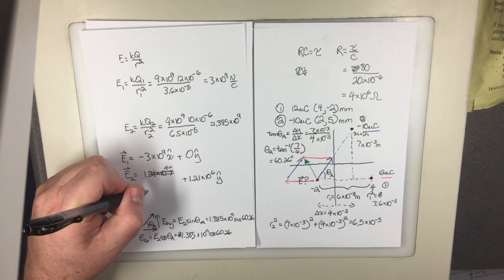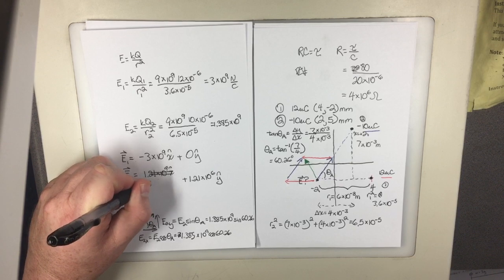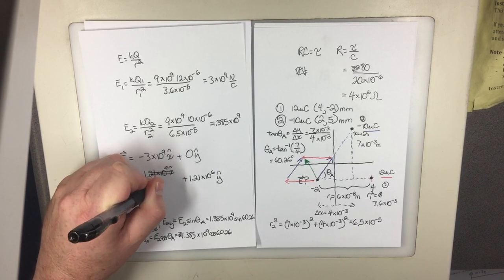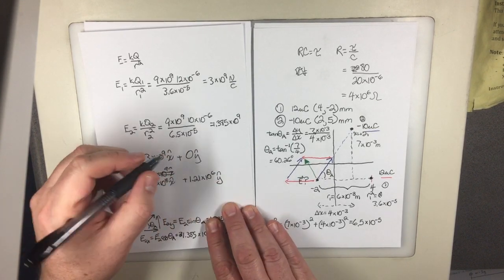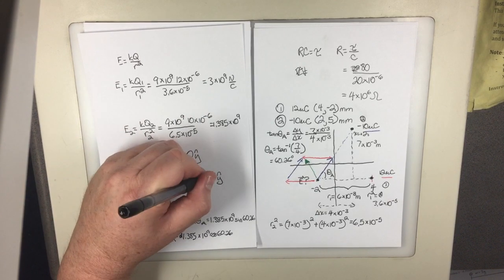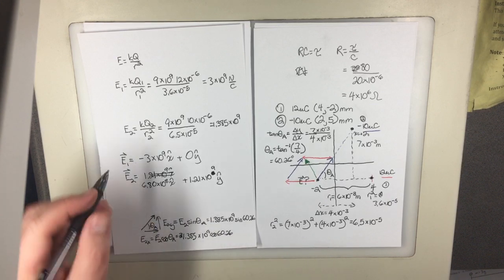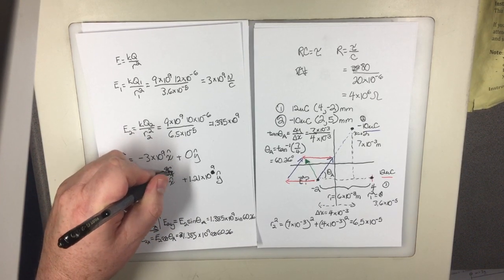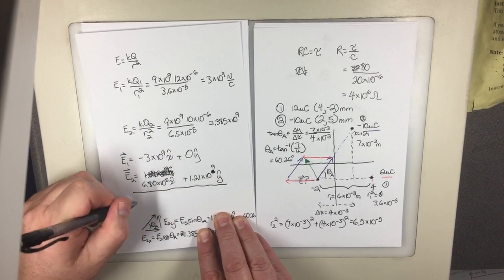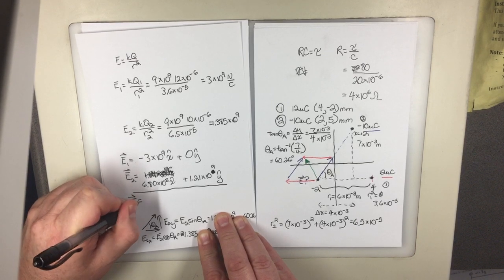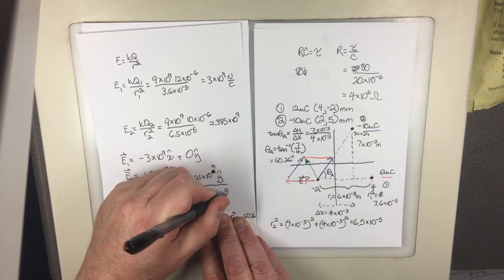And that gives me 6.80 times 10 to the 8th x hat. Whoa, where did that, hold on. That's a 9, because that is 10 to the 9th, that is 10 to the 8th. So my final E total vector, its y component is 1.21 times 10 to the 9th y hat.